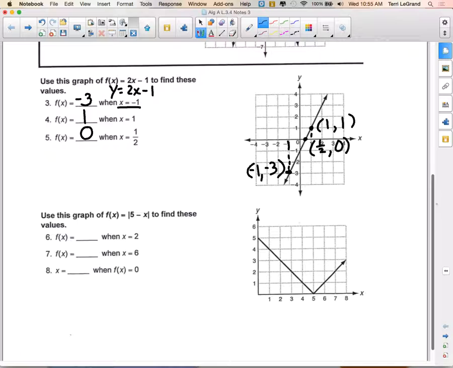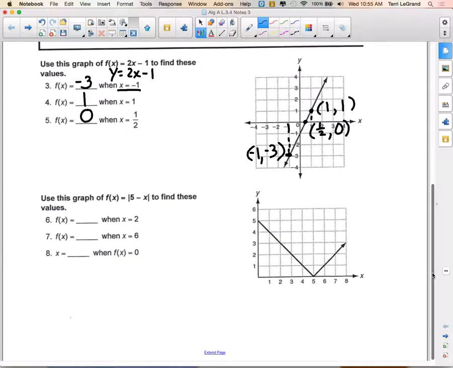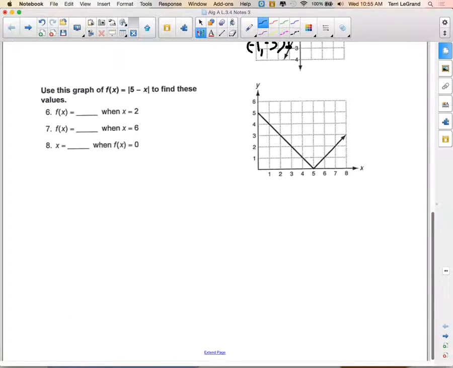Okay, you go ahead and try that next one on your own. You don't have to make a table. You're using the graph to answer those questions. And I want points on your graph, and I want ordered pair names on your graph, and then you can go answer the fill in the blanks for the 6, 7, and 8.